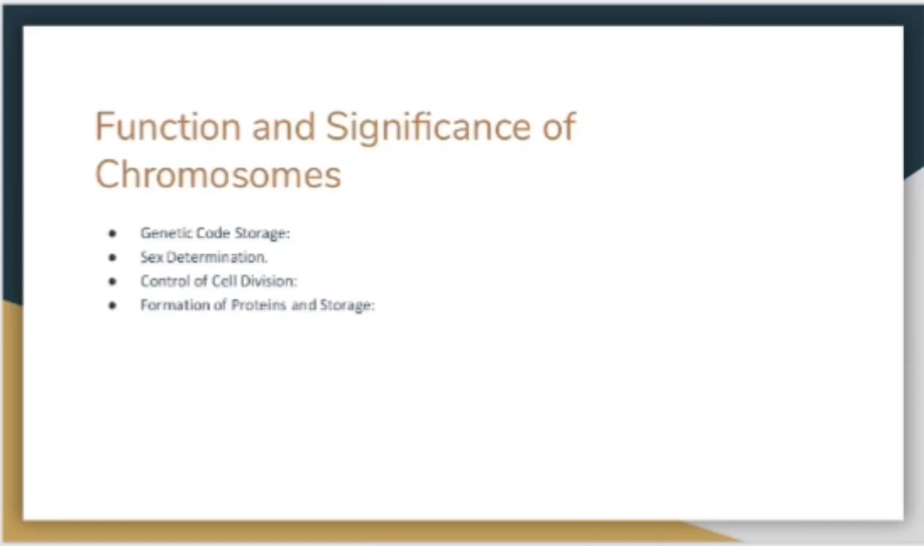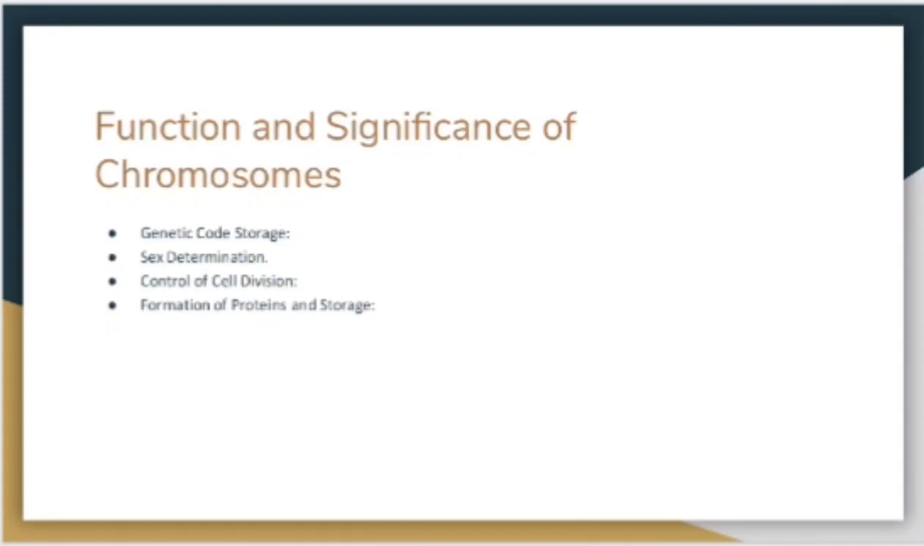Genetic code storage. Chromosome contains the genetic material that is required by the organism to develop and grow. DNA molecules are made of chains of units called genes. Genes are those sections of the DNA which code for specific proteins required by the cell for its proper functioning.